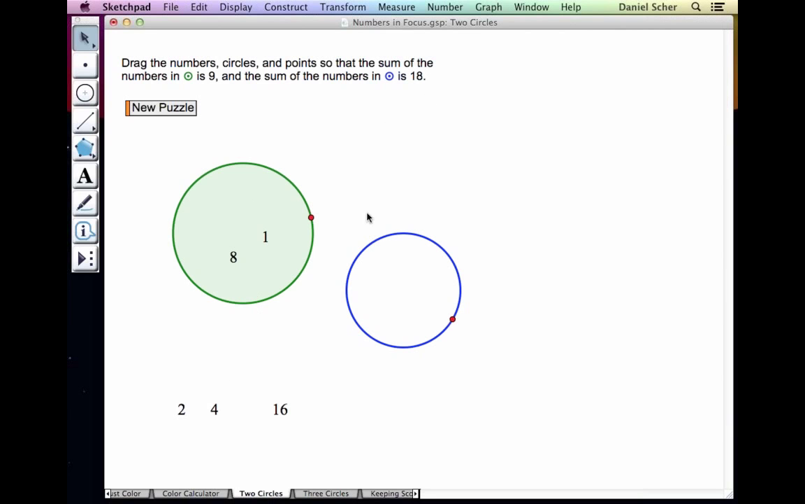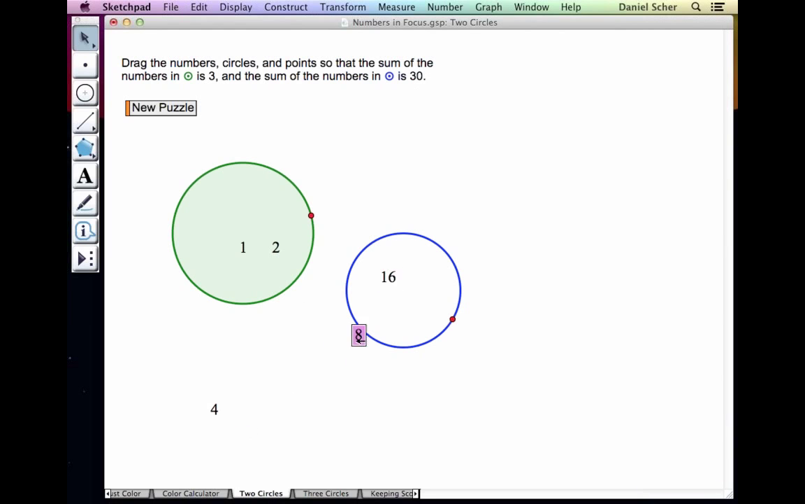Let's try a new challenge, randomly generated by Sketchpad, and see if the next one is as easy. Actually, that one is. Let's make a new challenge. Here we go. Now we want the sum of the numbers in the green circle to be 3, so that's going to be 1 and 2. And I want the sum of the numbers in the blue circle to be 30. So what do I need for 30? Well, 16, 8, 4, and what am I missing? That's 28, but I need another 2.